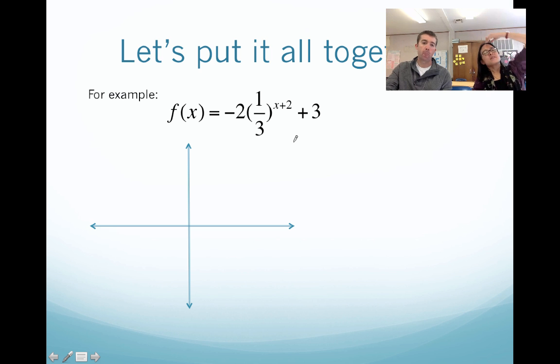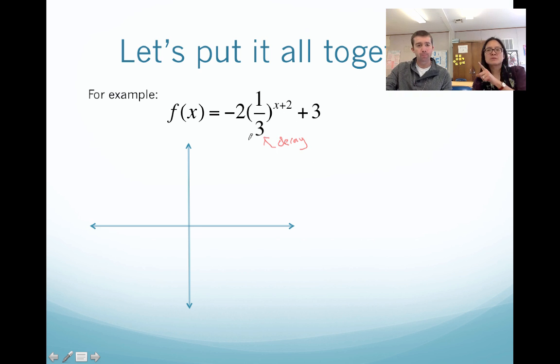Should we first decide if it's a growth or decay? So looking at the b value, it looks decay-ish. The reason I say decay-ish is that I noticed that tricky negative sign out there. They really threw everything at us. Okay, so let's figure out where we're going.